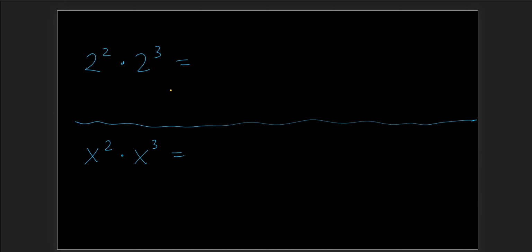Now here's some more of the types of problems that you'll see. 2 squared times 2 to the third. So one thing I can do is write out, I have 2 times 2 for that first 2 squared, and then times 2 times 2 times 2 for that 2 to the third. So that's the same thing then as 2 to the fifth. And of course, that's 32.